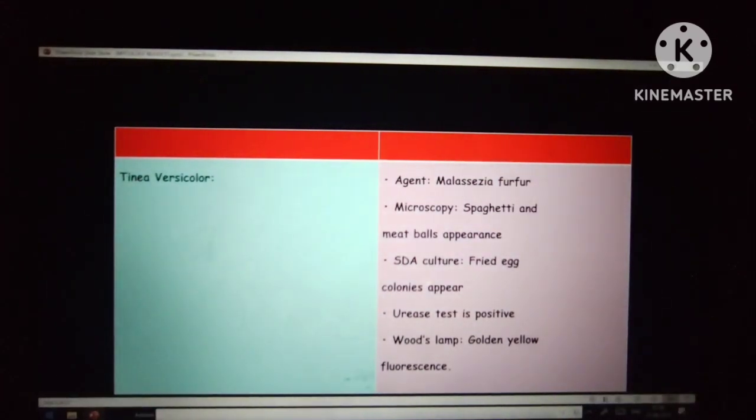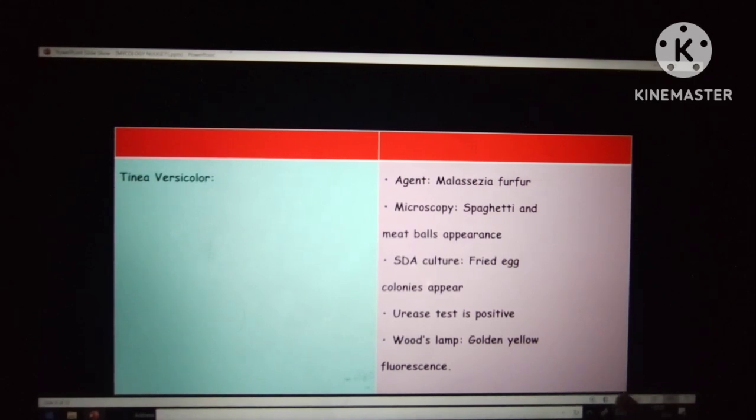In that, first is Tinea versicolor. What is the causative agent here? It is Malassezia furfur. There is a specific microscopic appearance, the spaghetti and meatball appearance, and in SDA culture the colonies will be fried egg colonies. Again, fried egg colonies in bacteriology are seen in Mycoplasma pneumoniae. Here the urease test is positive and Wood's lamp shows golden yellow fluorescence. So these are the points you want to remember for Tinea versicolor.